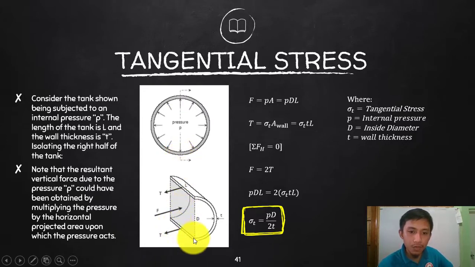Okay, so you have two areas. Therefore, the force F will be divided into two equal parts, each equivalent to T. Or we can say, by a summation of horizontal forces, that force F is equivalent to twice T. So what is F? That is pressure P times dL. And then what is your 2 times T?